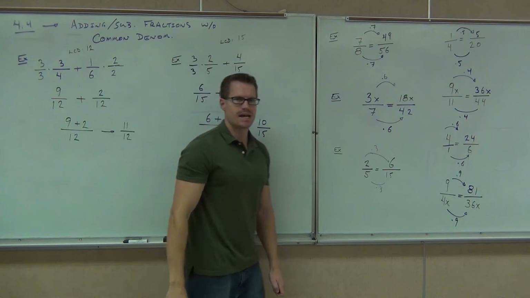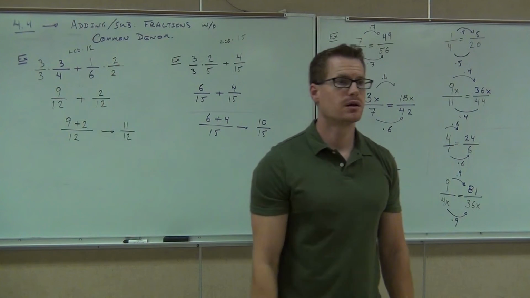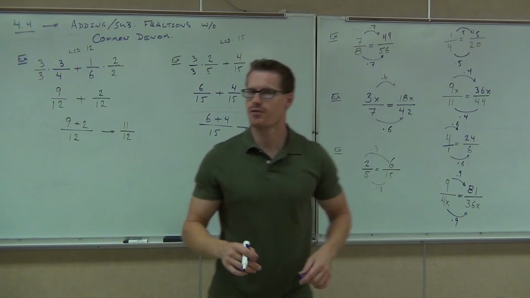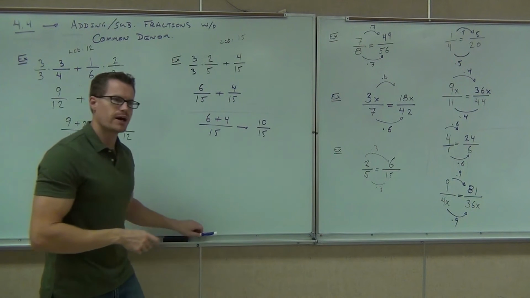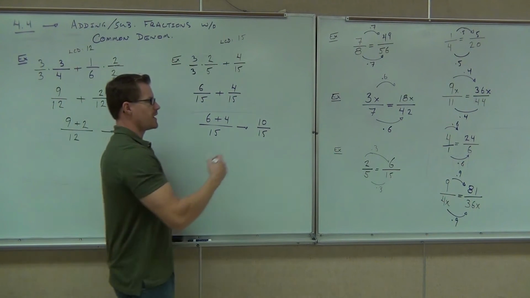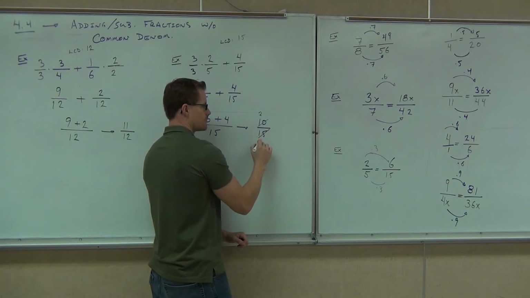Am I going to leave it 10/15? No. I don't do that. I'll mark you off for that because we should know how to simplify, right? We're past that. So make sure you do simplify these things. We look for any common factors. We know that there's a common factor of what in 10 and 15? 5. We'll divide 10 by 5 to get how much? 2/3. Good.